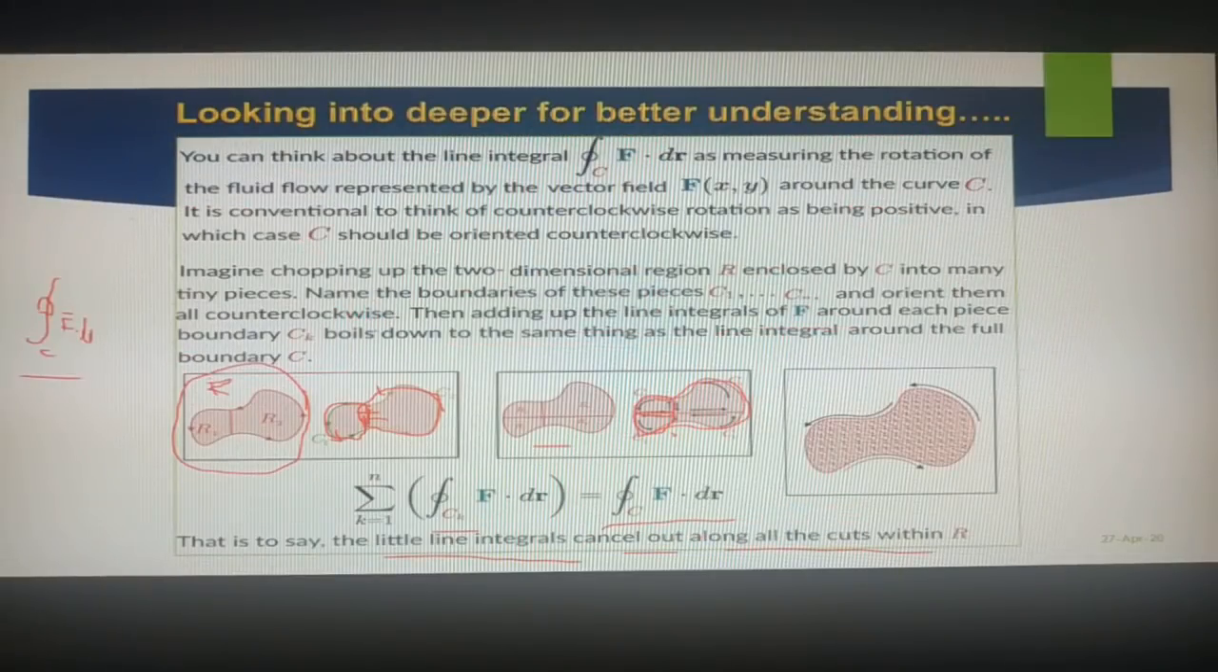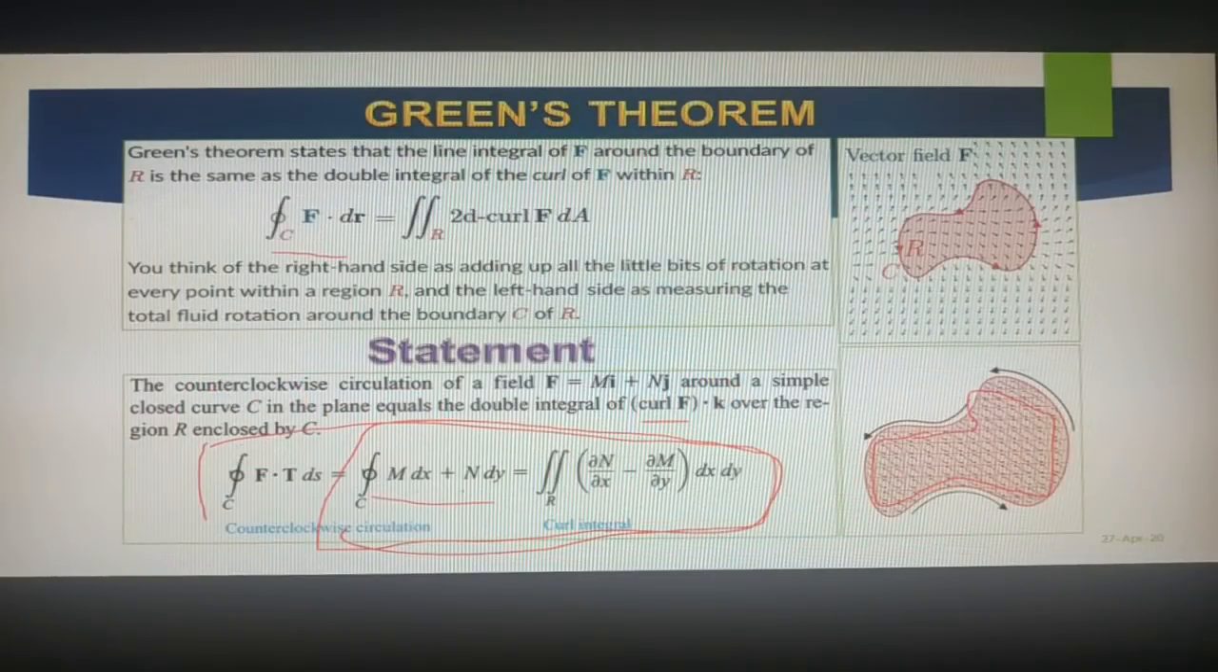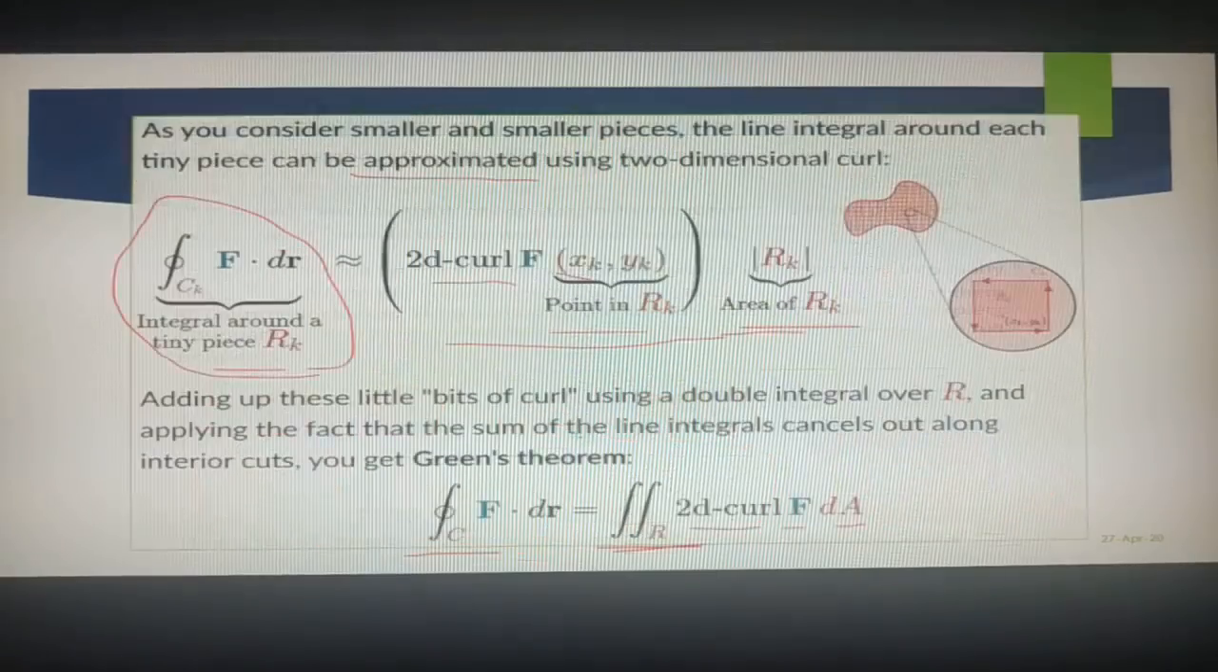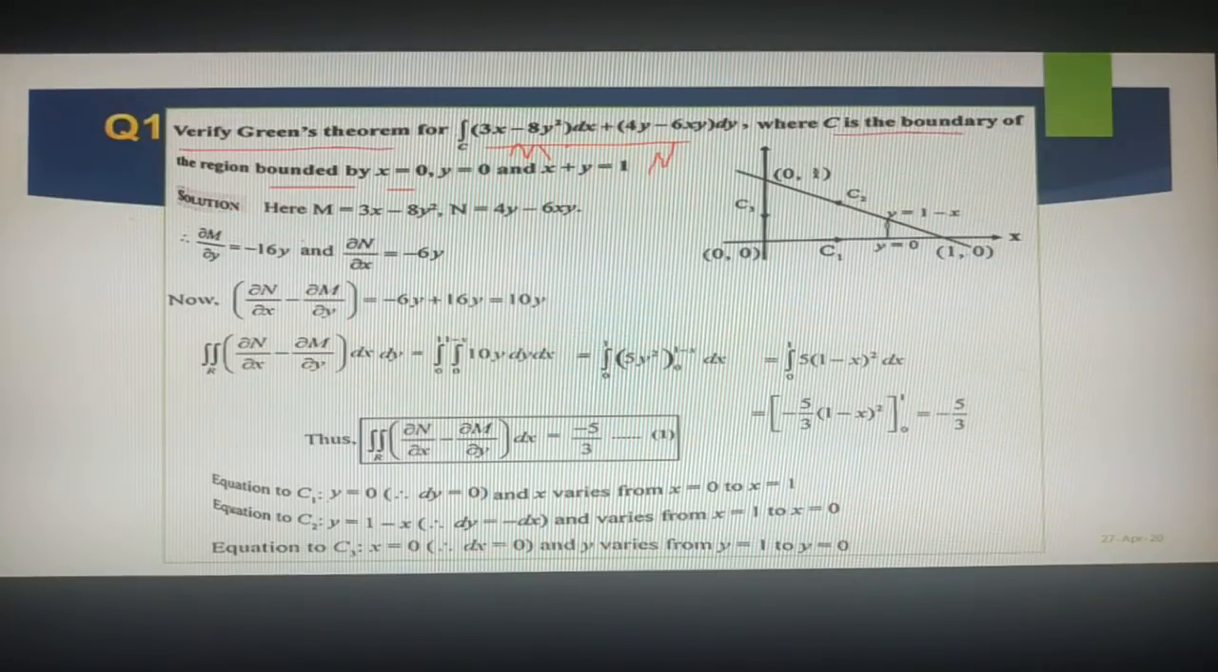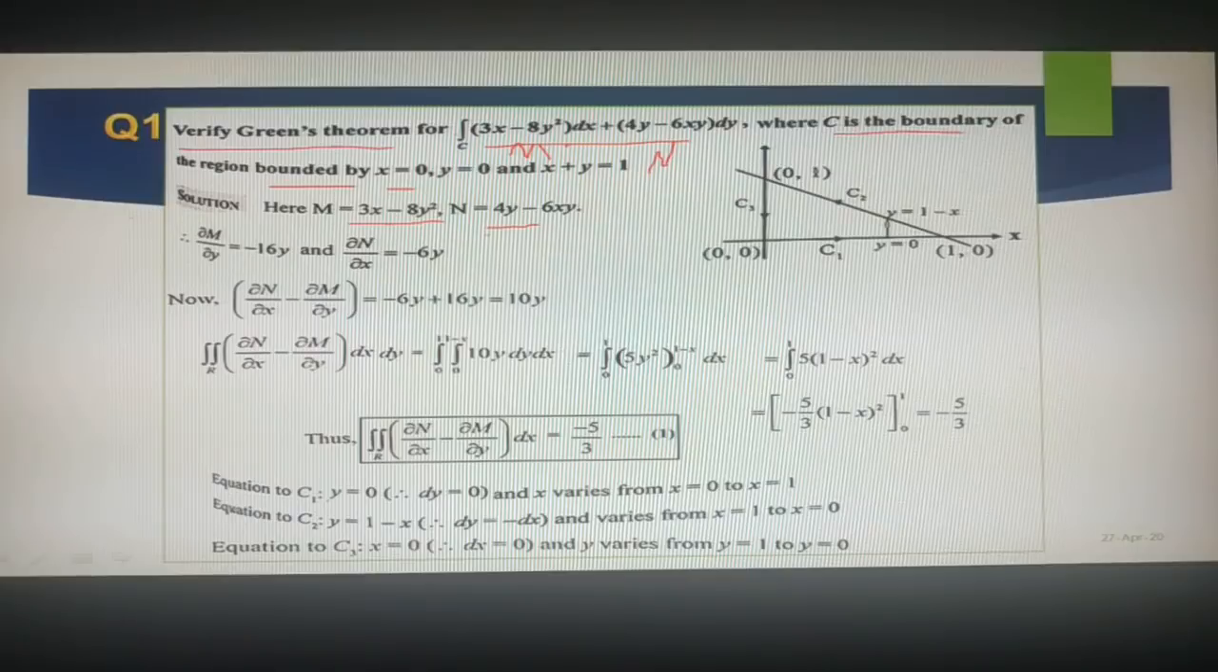What is our theorem statement? Integral over C of M dx plus N dy is equal to the double integral over R of (∂N/∂x minus ∂M/∂y) dx dy. So now I am finding the right hand side result. To find it, we consider M and N. In the given integral we have M and N, where M goes with dx, so we differentiate M with respect to y, and N with respect to x.